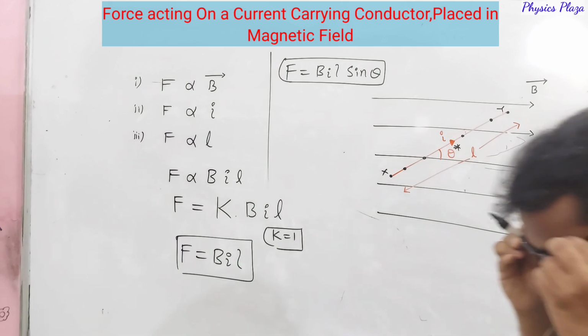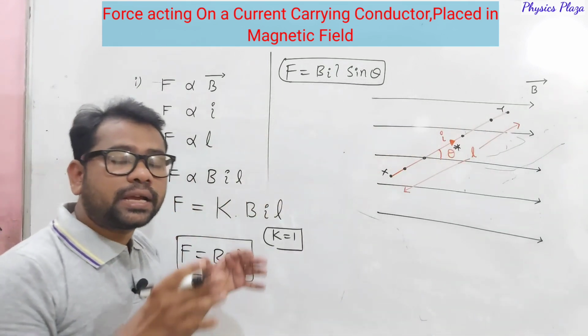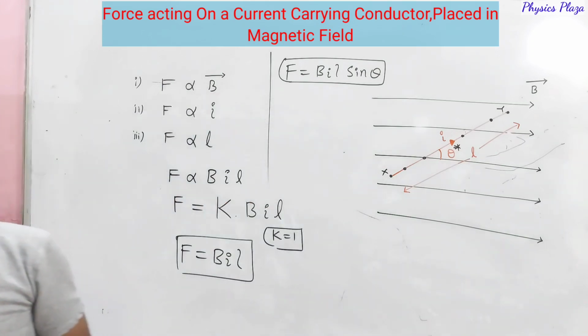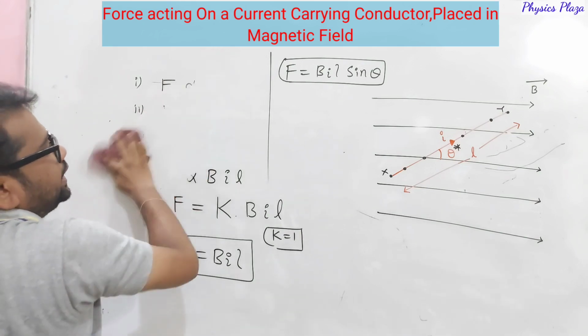Okay children, so this is how we can calculate the force acting on a current carrying conductor when it is placed in a magnetic field. But here we may get one question. When will this force be minimum, and when will this force be maximum? Children, let us see here.